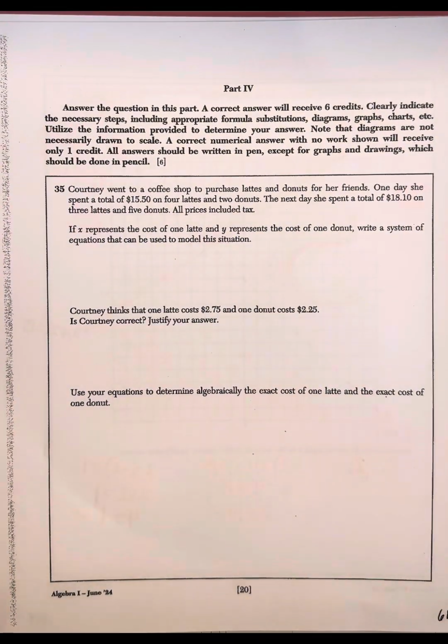All right, last question. Courtney went to a coffee shop to purchase lattes and donuts for her friends. One day she spent a total of $15.50 on 4 lattes and 2 donuts. The next day she spent a total of $18.10 on 3 lattes and 5 donuts. All prices included tax. If X represents the cost of 1 latte and Y represents the cost of 1 donut, write a system of equations that can be used to model this situation.